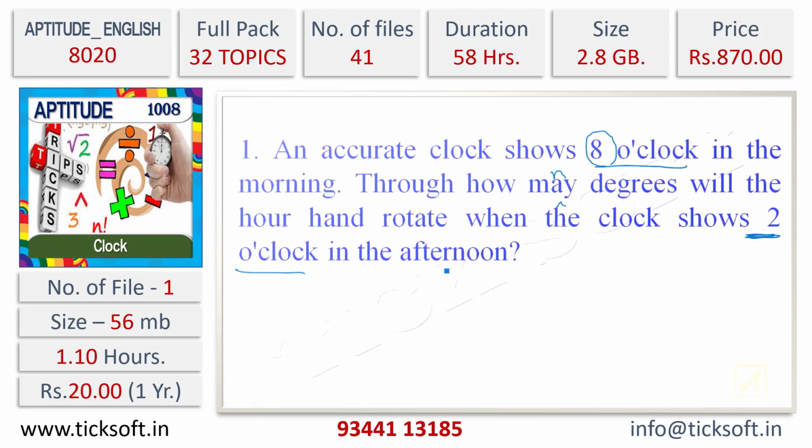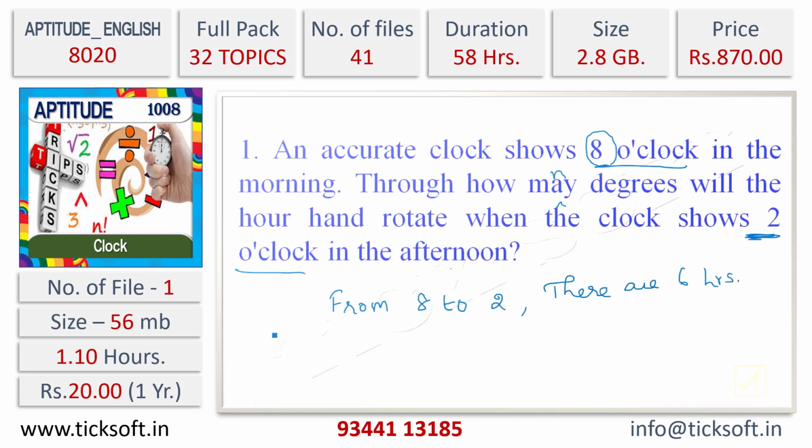So first what we are going to do is, we are going to find out the duration of this time. That is, we are going to find out the number of hours between this 8 o'clock and this 2 o'clock in the afternoon. So here listen, from 8 to 2 we have totally 6 hours, isn't it? So there are 6 hours.